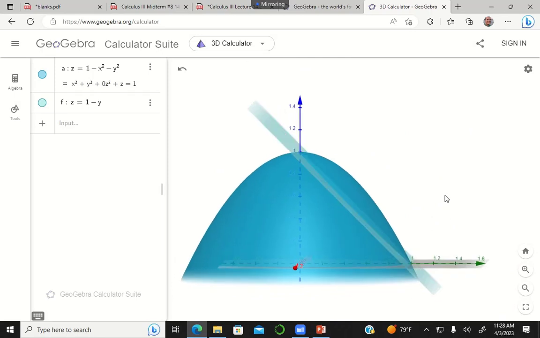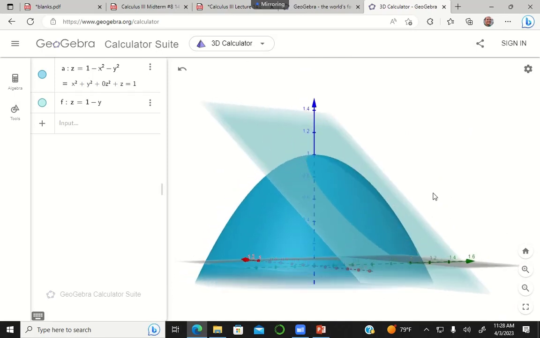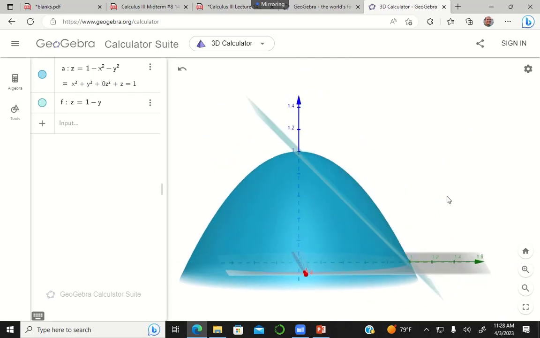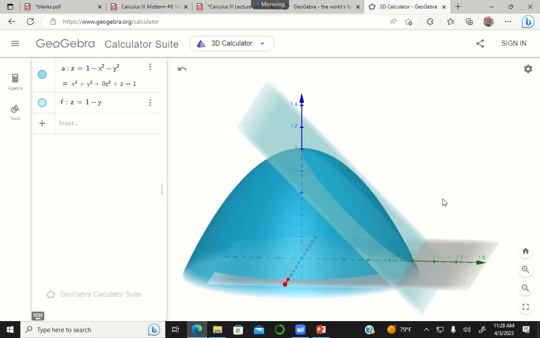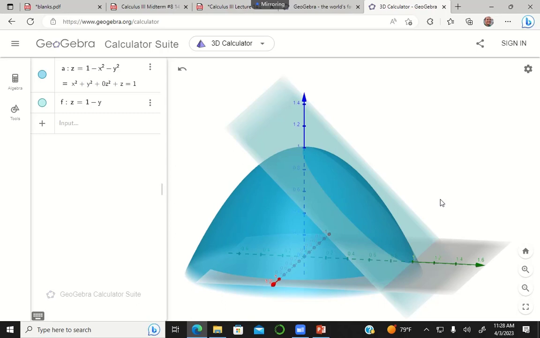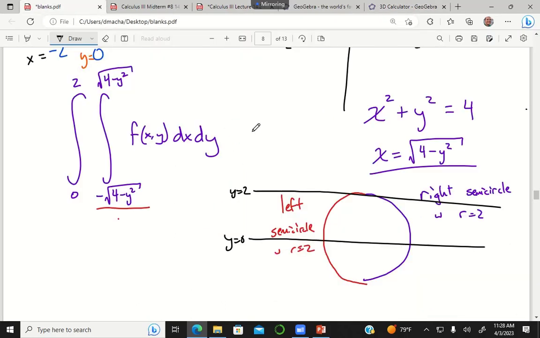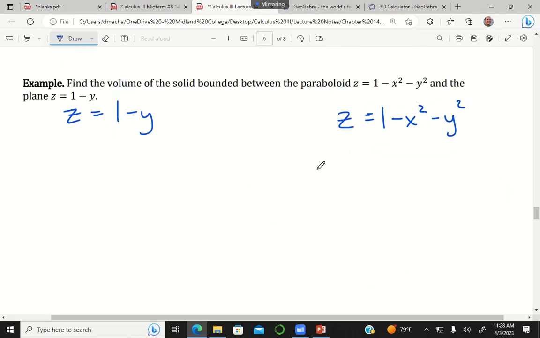And so if the blue axis is my z-axis, then it looks like the paraboloid is on top of the plane. If you couldn't graph this, I'll try to explain how you would know that anyways. So the first thing I'm going to find with these types of questions, if I'm talking about two surfaces and the volume between them, is number one, find the intersection of the two surfaces.